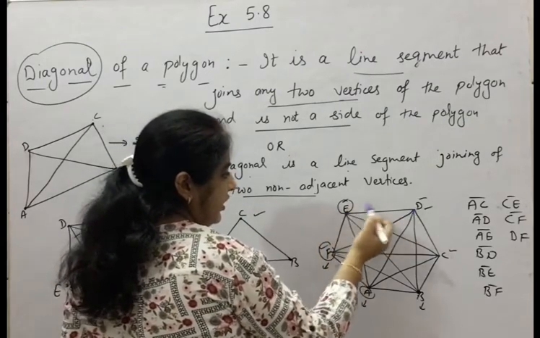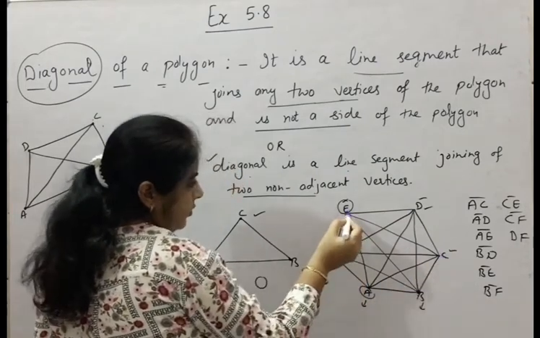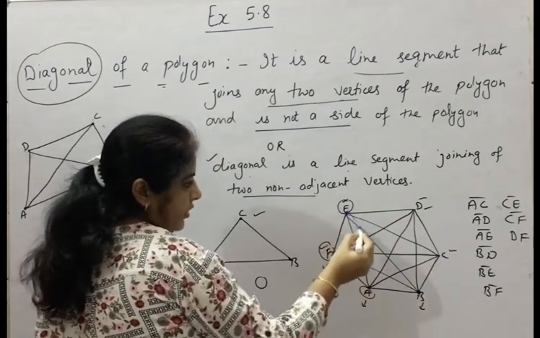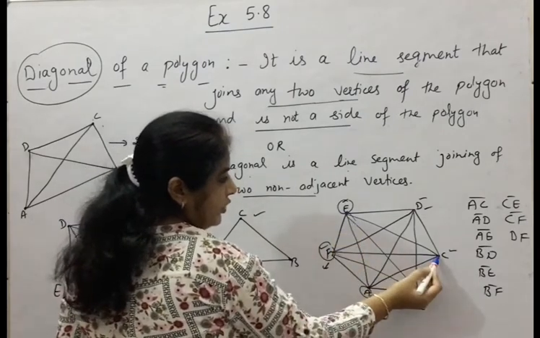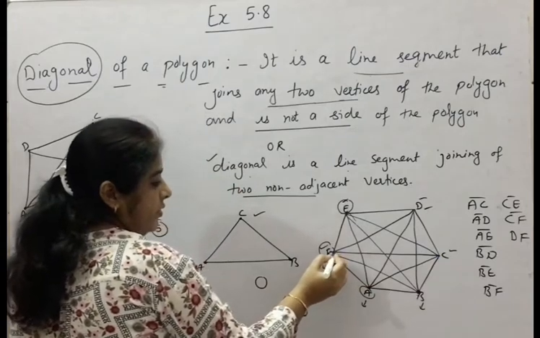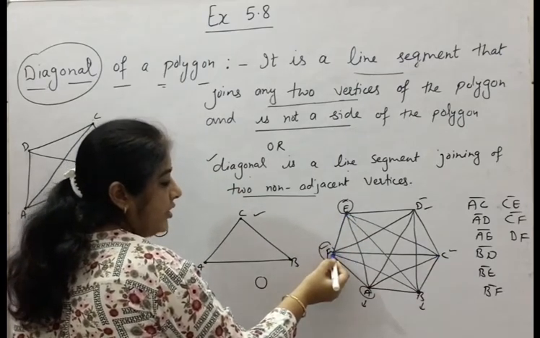Adjacent vertices D and F. So all three are non-adjacent, and observe already joined. EA already joined, EB already joined, EC already joined. Come to F. And if we see C with F, this is the side. It cannot be the diagonal.